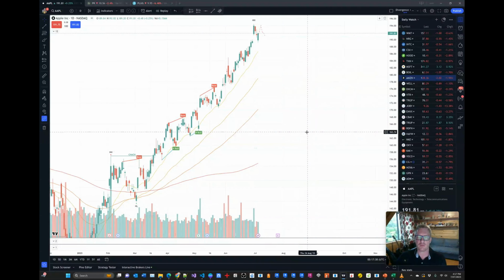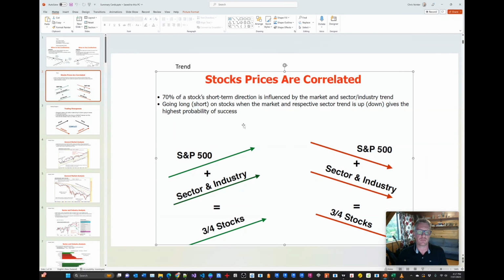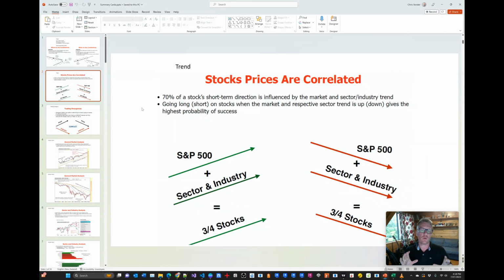Now, I've got some interesting information here for you, and I just thought I would share that with you. These are from my own personal notes that I followed. I leave references to this one in the description, but this is pretty much an approximation or a theory on how stock prices are correlated. According to this author, 70% of a stock's short-term direction is influenced by the market and sector industry trend. So if we want to go long, which I'll explain in a bit, on stocks when the market and the respective sector are trending up, that gives us the highest probability of success.